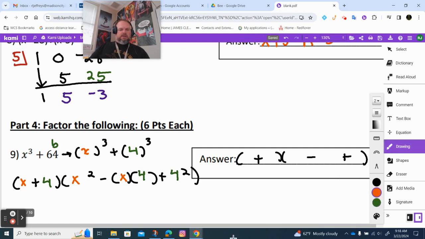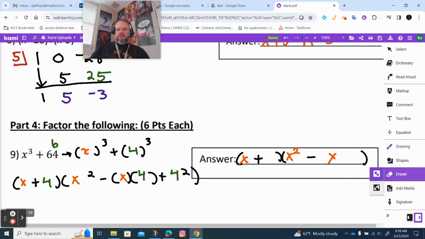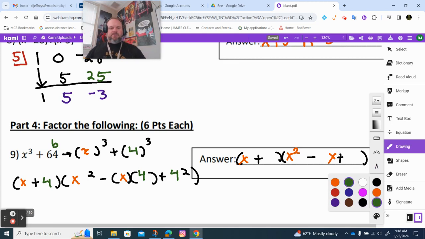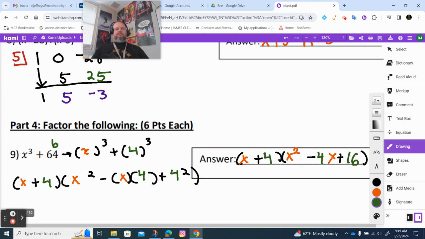All right. This is x squared. X goes here. Again, all I'm doing is following the pattern that's in your notes. 4 goes here, 4 goes here, and 16 goes here.